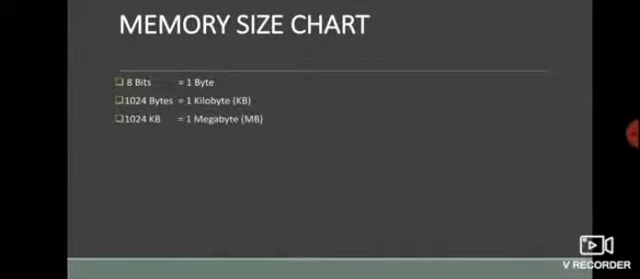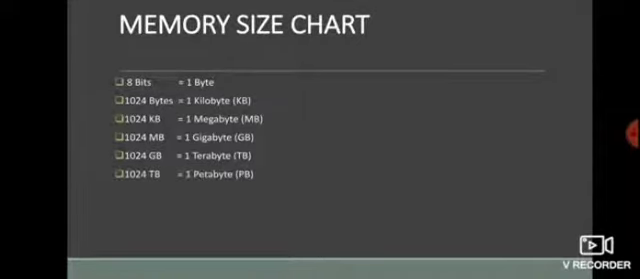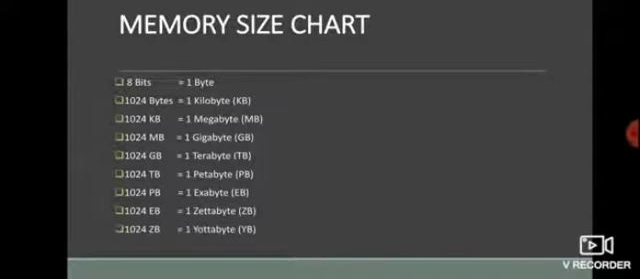Then 1024 kilobytes is equal to 1 megabyte. 1024 megabytes is equal to 1 gigabyte. 1024 gigabytes is equal to 1 terabyte. 1024 terabytes is equal to 1 petabyte. 1024 petabytes is equal to 1 exabyte. 1024 exabytes is equal to 1 zettabyte. And 1024 zettabytes is equal to 1 yottabyte. So yottabyte is the maximum measurement of memory, and 1 byte is the lowest memory measurement.